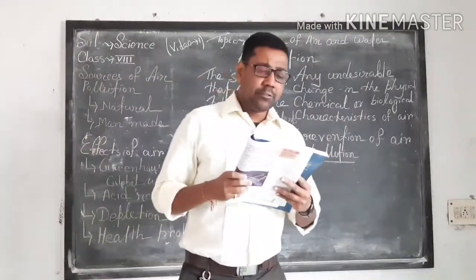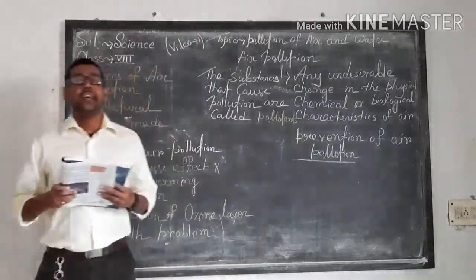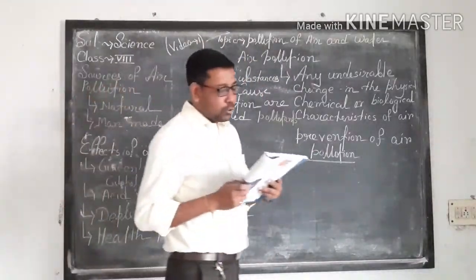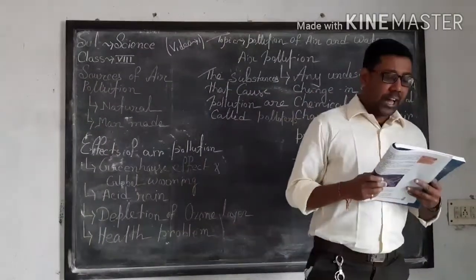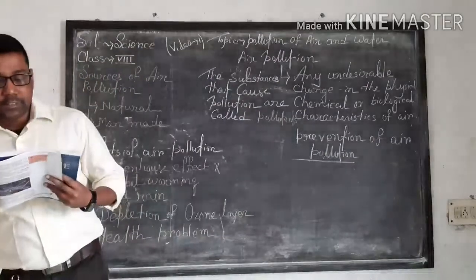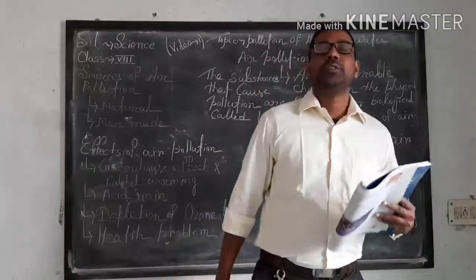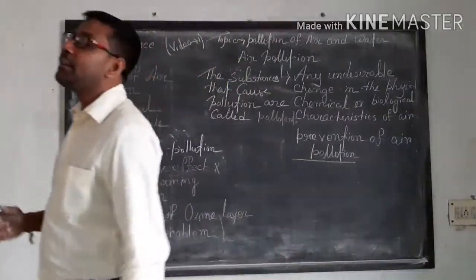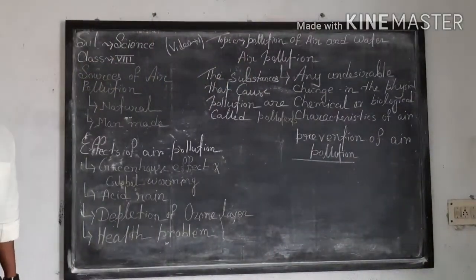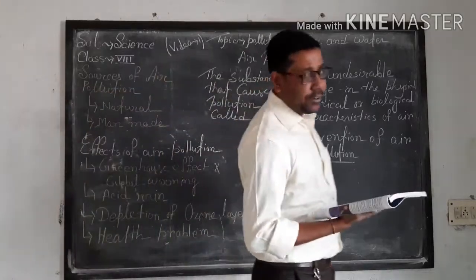And volcanic eruption is probably the most lethal natural source of air pollution, and it leads to a large amount of ash and toxins going into the atmosphere. So these are the natural sources of air pollution. Next one is man-made.